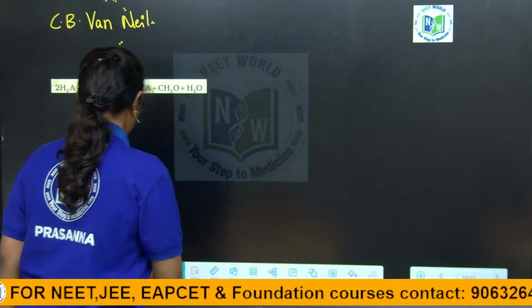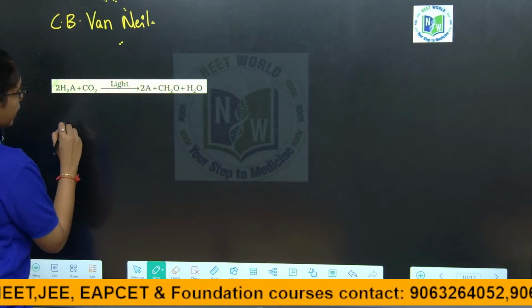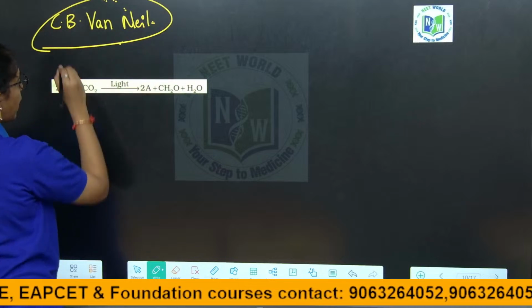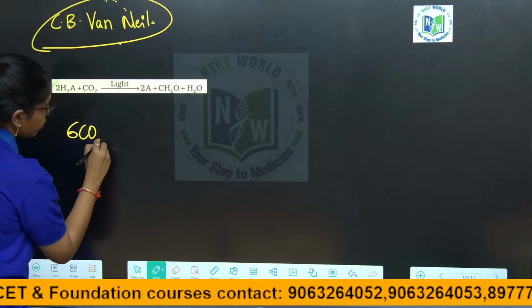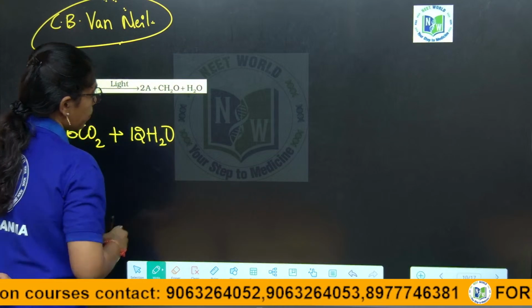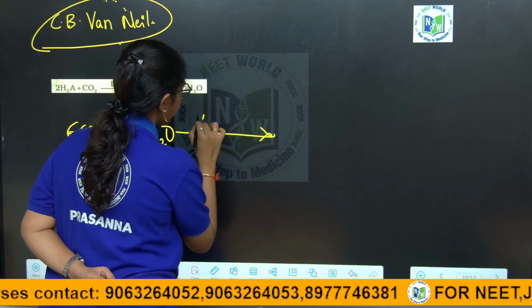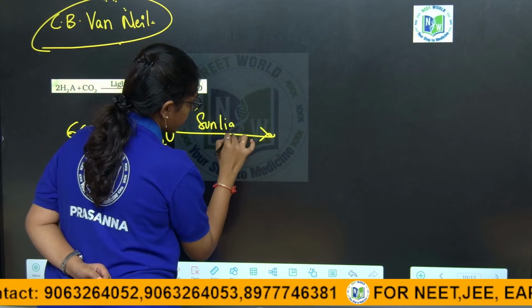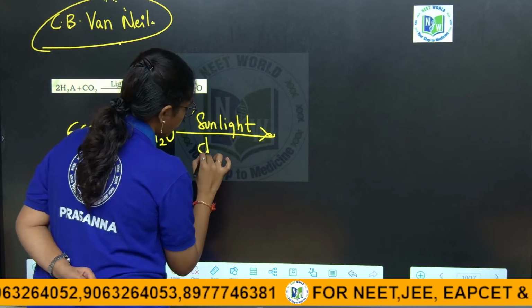So, what is the standard equation? That is also given by C.B. Van Niel only. 6 CO2 plus 12 H2O in the presence of sunlight and chlorophyll.